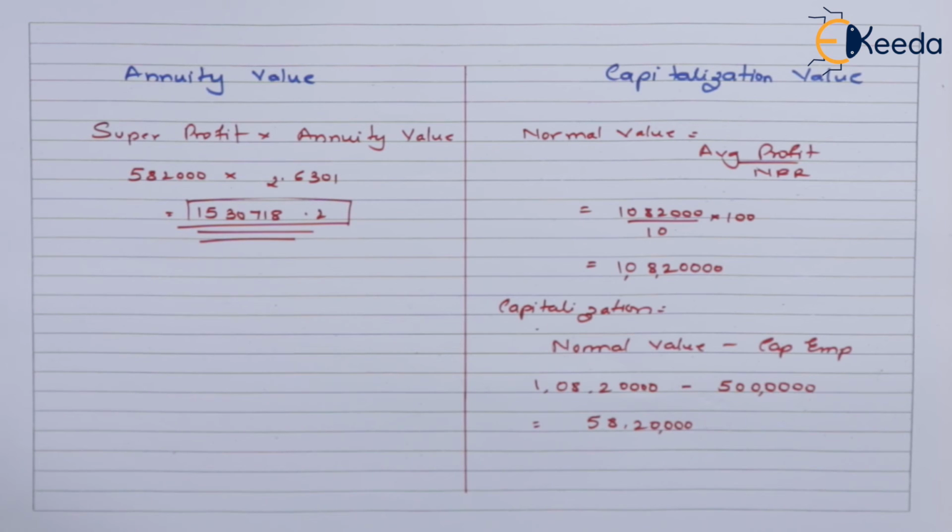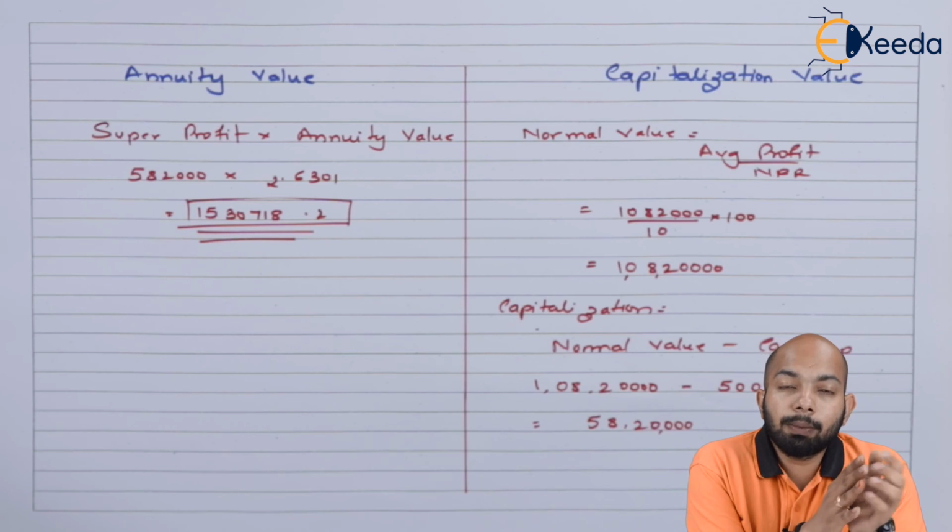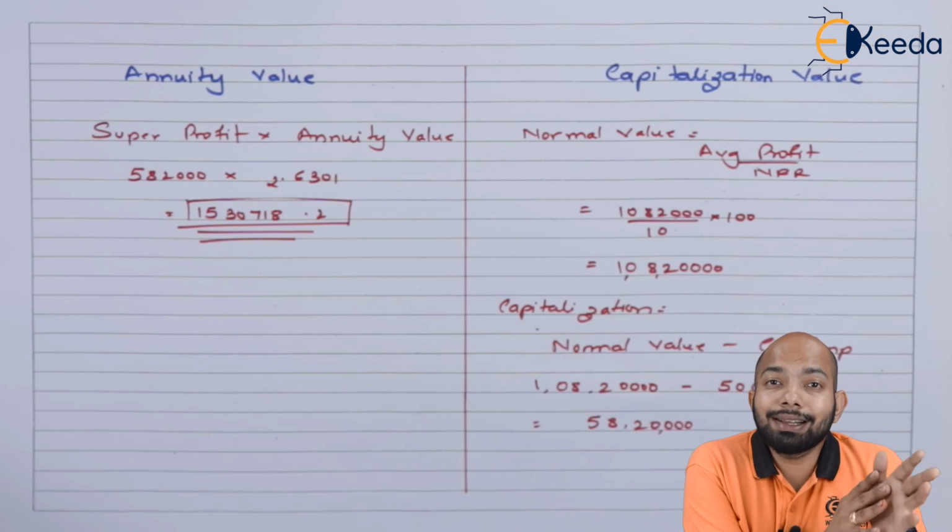Now that is the normal value. Out of that you have to subtract the capital employed, which is 50 lakh rupees. So whatever balance you get here, which is 58,20,000, is the value of goodwill under the capitalization method. So I hope this illustration gave you a lot of details about how to solve a problem related to the simple average profit method.